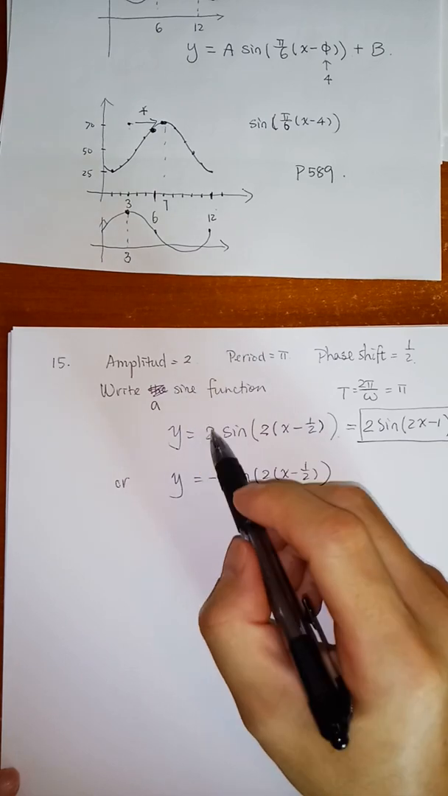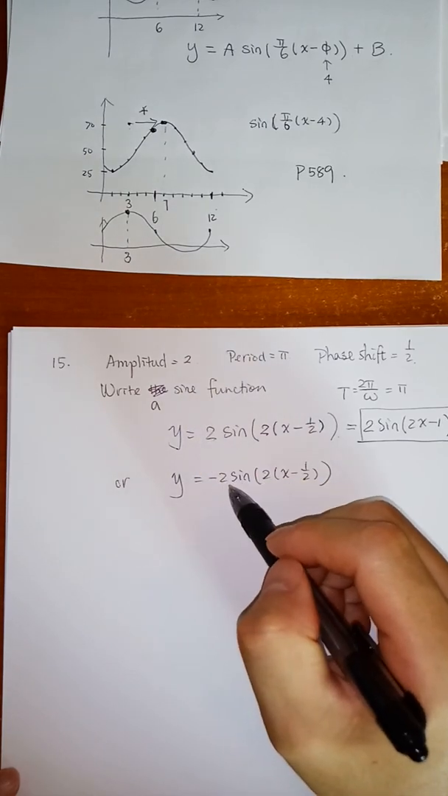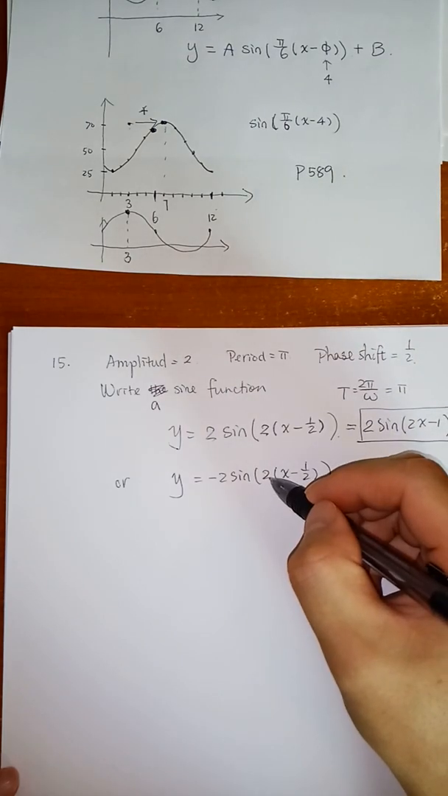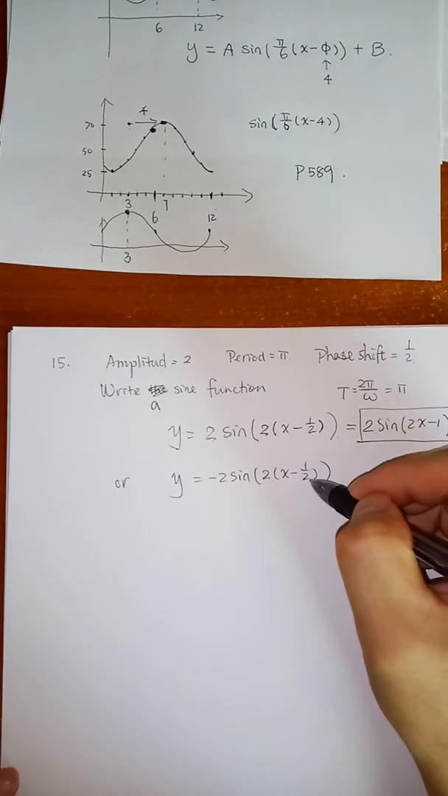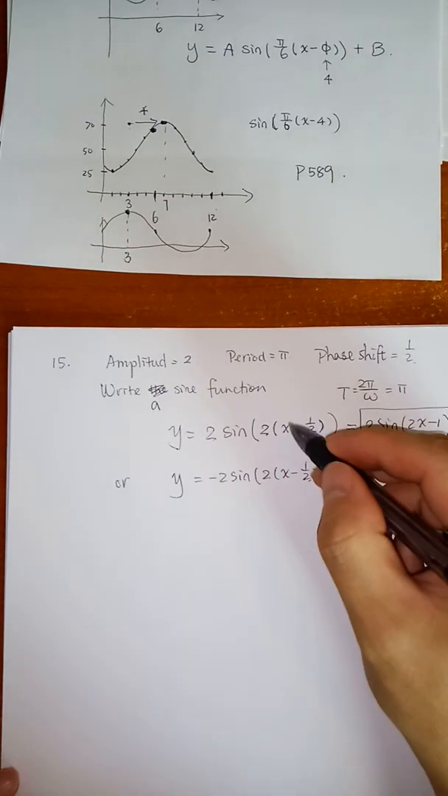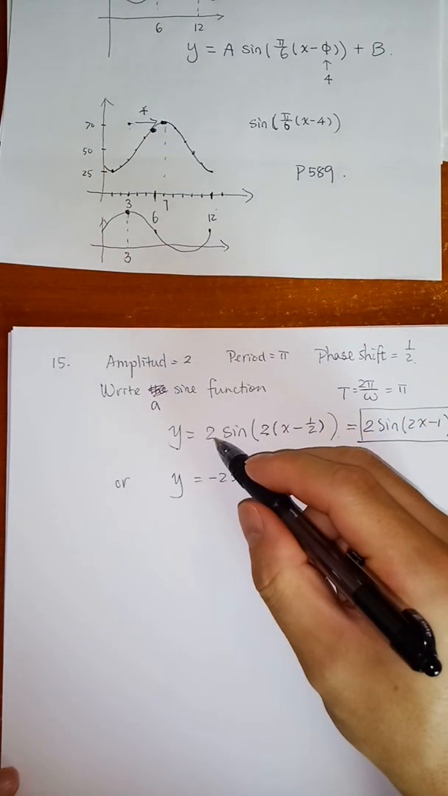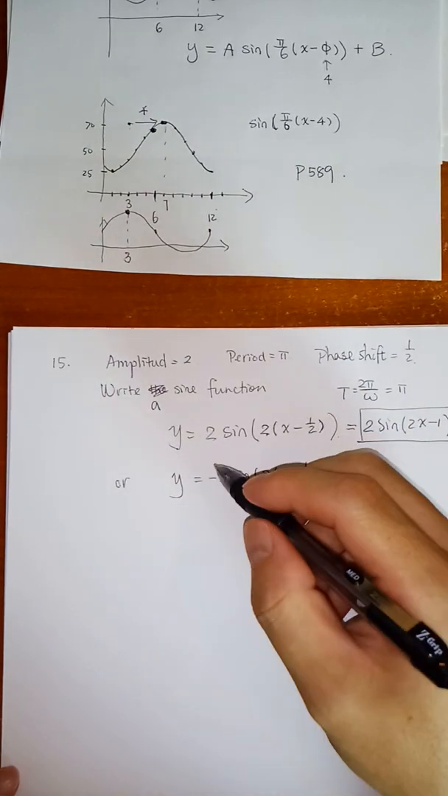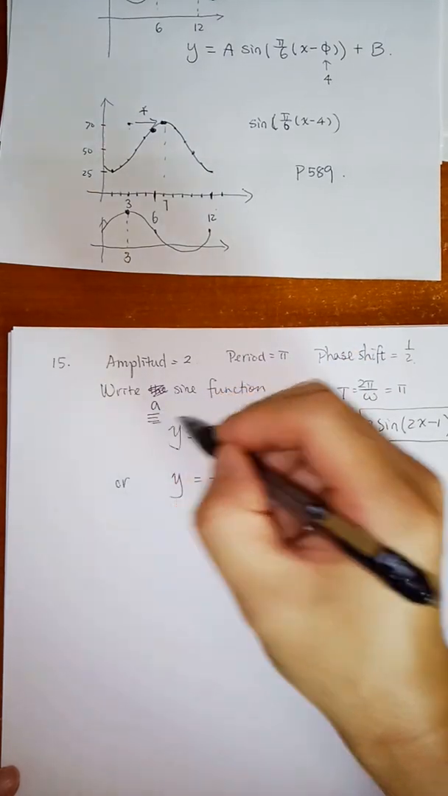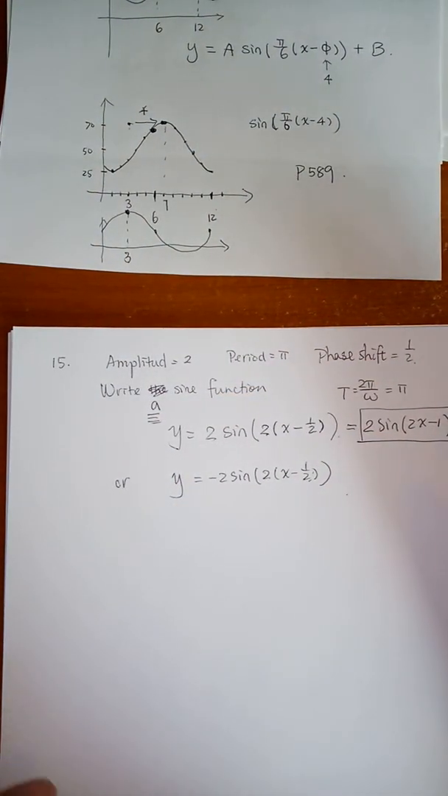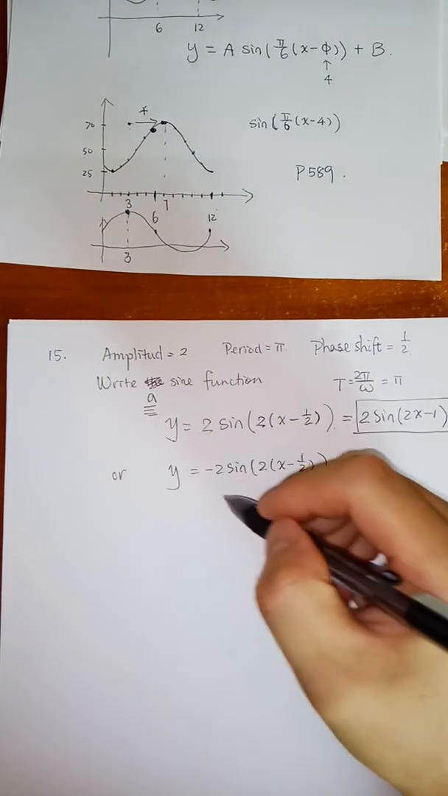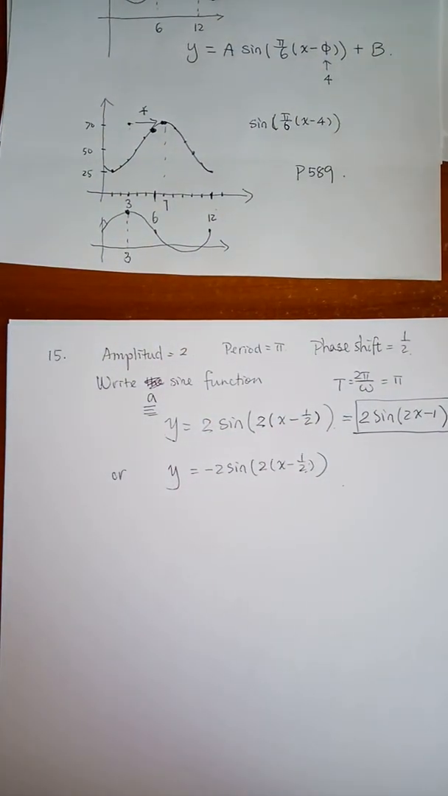You see, amplitude is 2. You can get a positive 2. You can also get a negative 2. And the period, of course, will uniquely give us this number 2. Phase shift 1/2 is also this one. So this number and this number are fixed, but this amplitude may change, maybe positive or negative. So for this kind of problem, we only need one sine equation, and that's enough. We don't need all the expressions. Just one is enough. You can put positive 2 or negative 2.